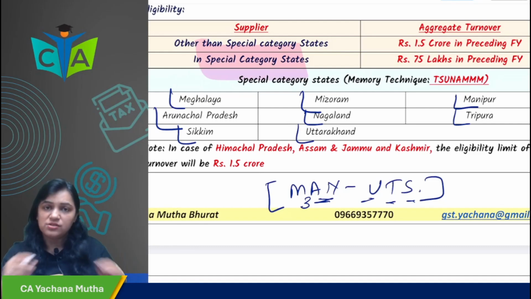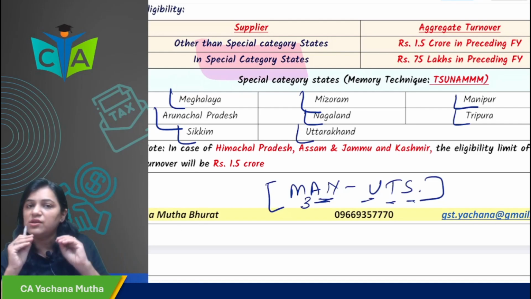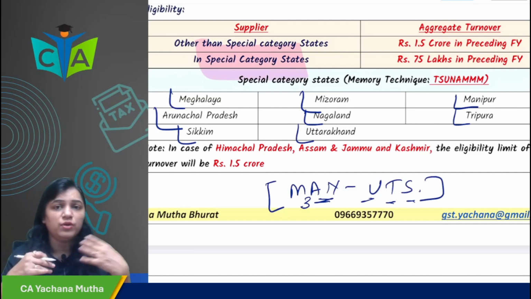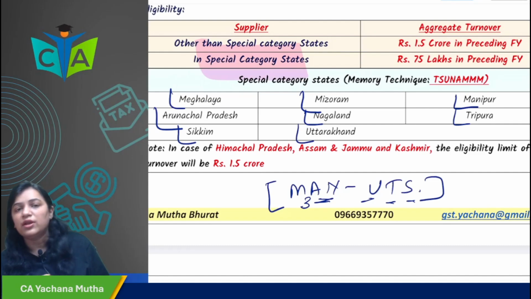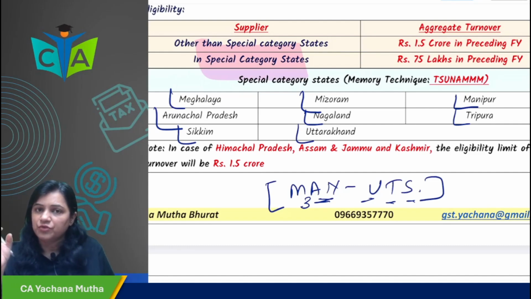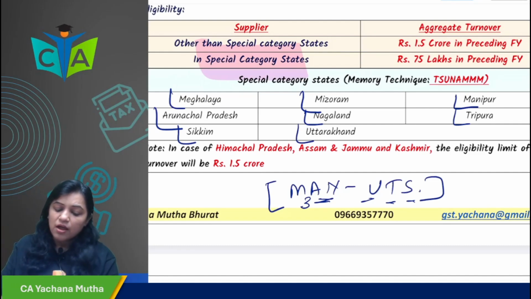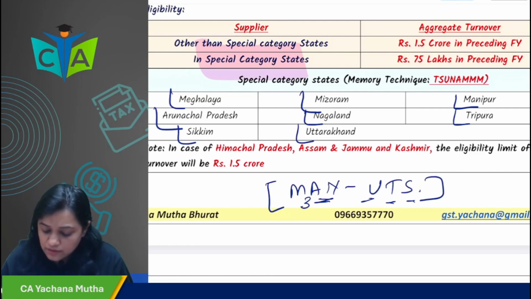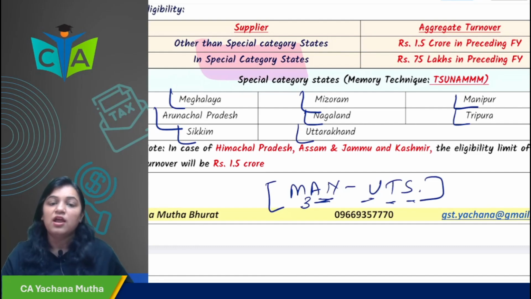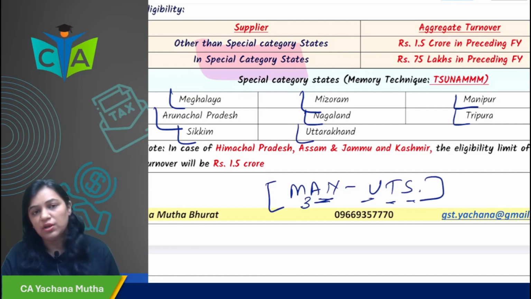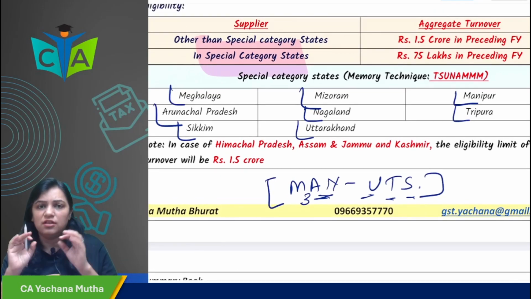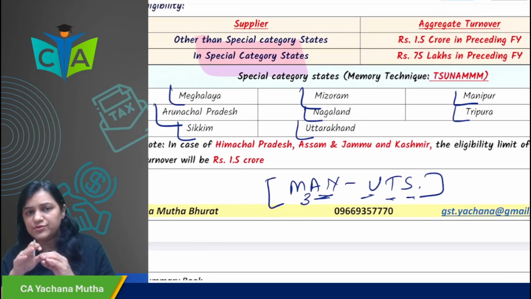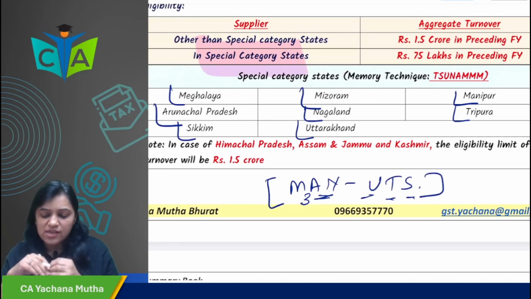If you are in these states, then the limit is 75 lakhs. That means if aggregate turnover in the preceding financial year is up to 75 lakhs, very well you can go for the composition scheme in the current year. In case of Himachal Pradesh, Assam and Jammu Kashmir, the limit is 1.5 crore. So other than special category states, the limit of aggregate turnover is up to 1.5 crore. Special category states, 75 lakhs.